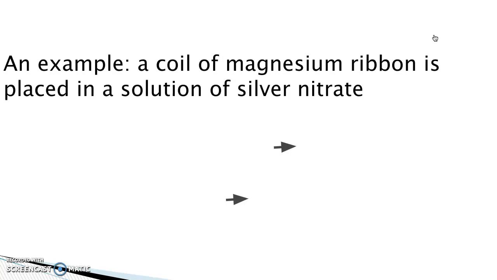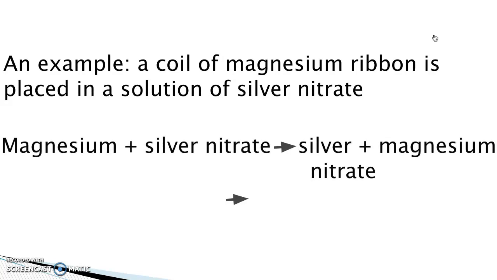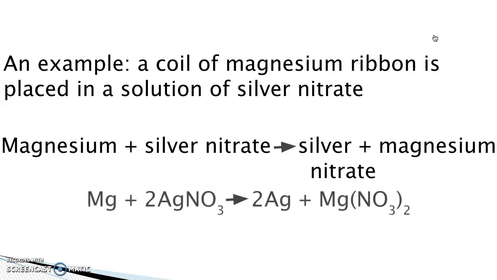So here's some more examples. If you have a coil of magnesium ribbon placed in a solution of silver nitrate, you end up getting elemental silver plus magnesium nitrate. So once again, you have elemental magnesium, which is the metal in this case, plus the compound silver nitrate. Then you add the coil of magnesium to the silver nitrate, and then you get elemental silver to fall out, plus a new compound, magnesium nitrate.